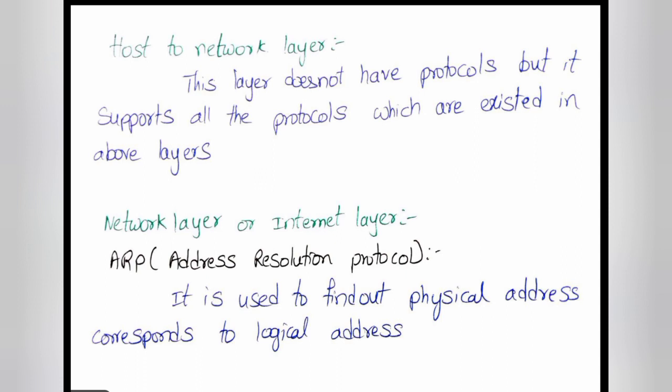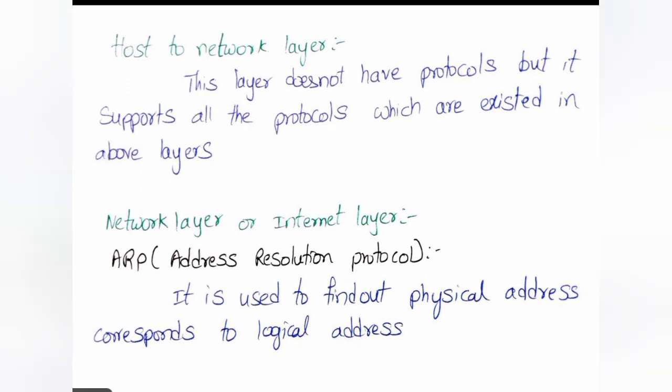The first layer is the host network layer. It is a combination of the physical layer and data link layer in the OSI model, so it supports all the functions of those two layers. This layer does not have any protocols of its own, but it supports all the protocols that exist in the higher level layers. Next is the network layer, or internet layer.